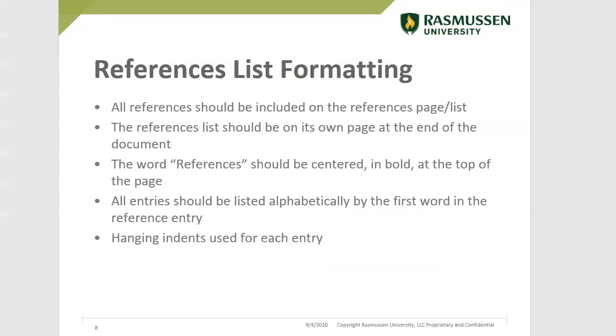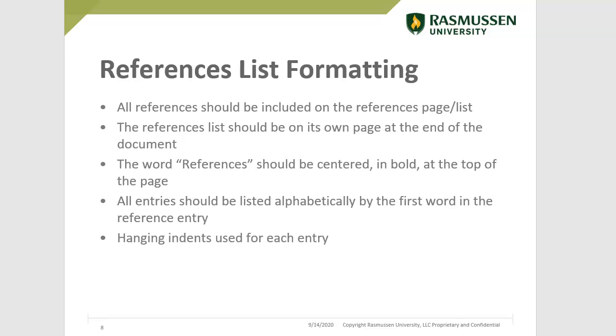All reference entries should be compiled on the References page. The References page should be on its own page at the end of the document. This references list should have a similar format to the rest of the document, double-spaced with an APA-approved font, and the word references should be centered and in bold at the top of the page. The entries should be arranged alphabetically by the first word in the entry. Usually this is the author's last name. A hanging indent for the reference should be used, which means lines subsequent to the first line should be indented a ½ inch.